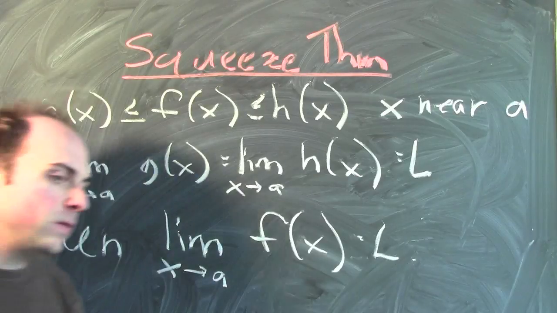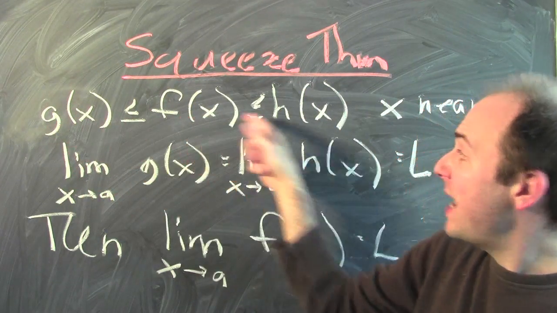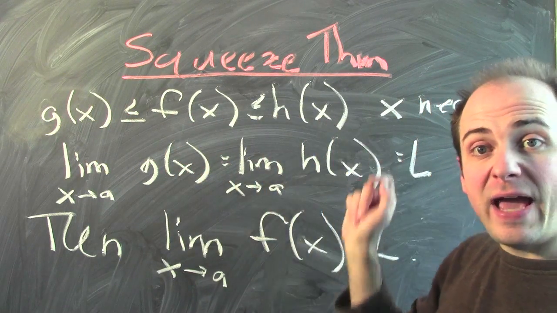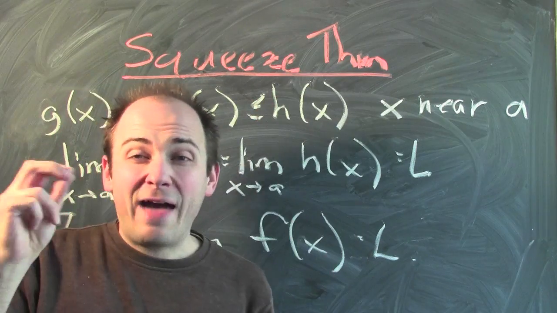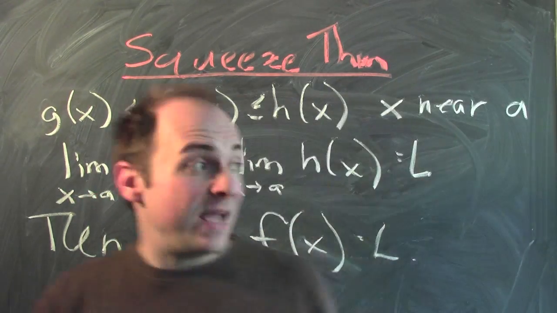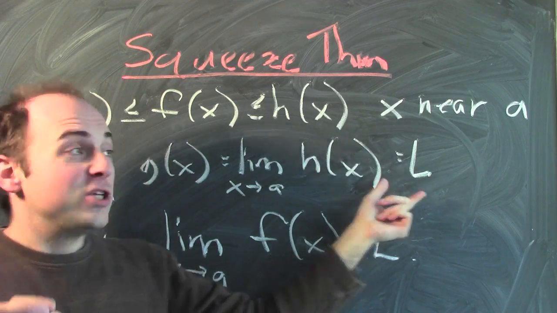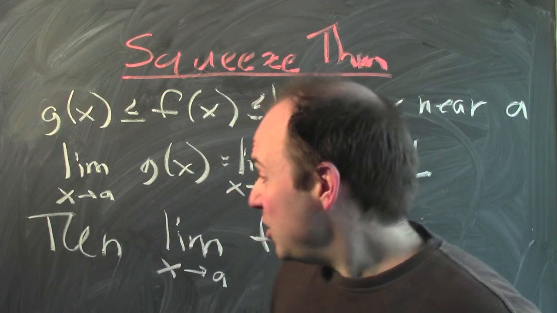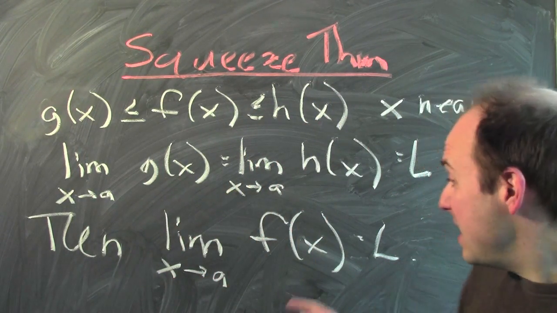Let's take a look. Here's what we're going to use, the squeeze theorem. Suppose you've got 3 functions. I'm calling them g, f, and h. G of x is less than or equal to f of x, and f of x is less than or equal to h of x for values of x that are near a. But maybe these inequalities don't hold at the point a. Also, suppose that the limit of g of x as x approaches a is equal to the limit of h of x as x approaches a is equal to some L. So the limit of g of x and the limit of h of x are the same value L. Then you get to conclude that the limit of f of x as x approaches a exists and it equals L.